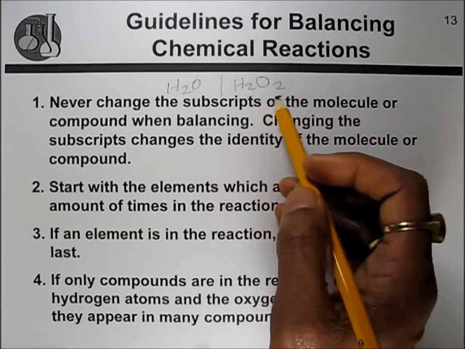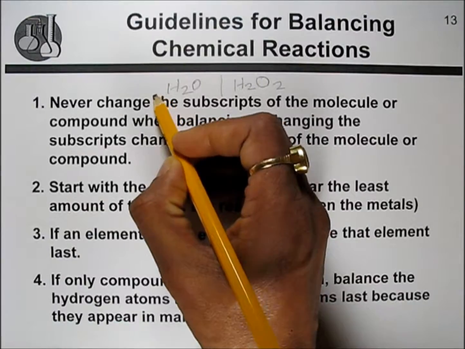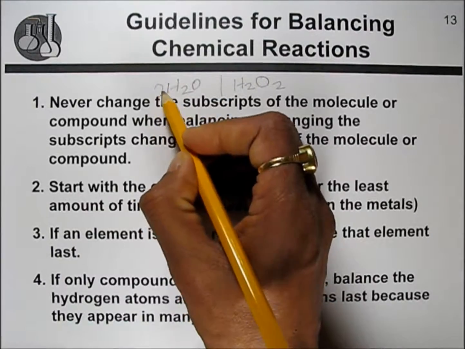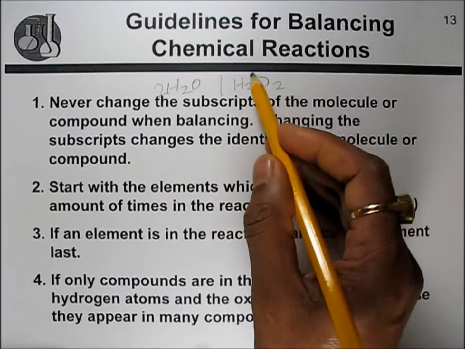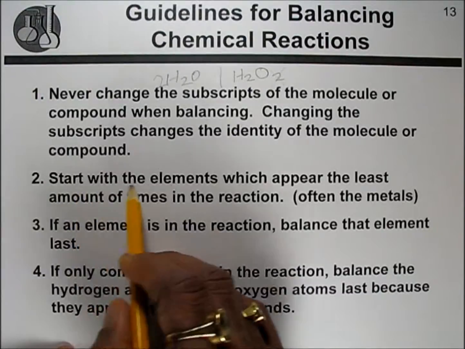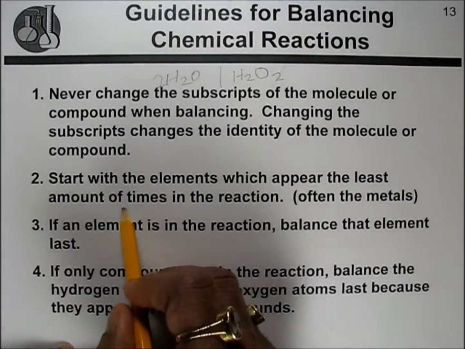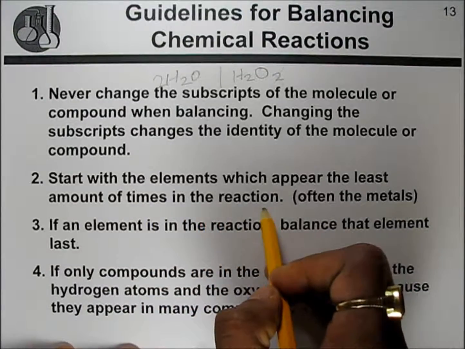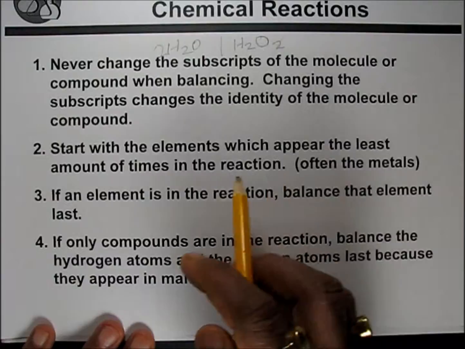So in balancing a reaction, we never use any subscript, we always use a coefficient in front of the molecule, not at the end of any atom. So this is not correct. Next is, start with the element which appears the least number of times in a reaction, often the metals. This is the second rule.